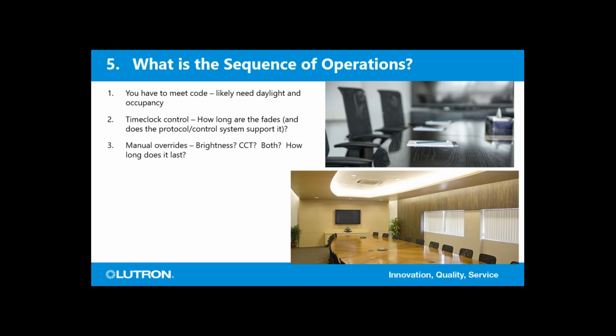What are the manual overrides? What are the manual overrides' effects? How long do they last? Where's the color temperature actually going to be measured in the space? So if you're defining it, is it measured at the fixture or is it measured somewhere in the space? We would recommend measuring it at the fixture and defining it there because everything in the space is going to affect that measurement.